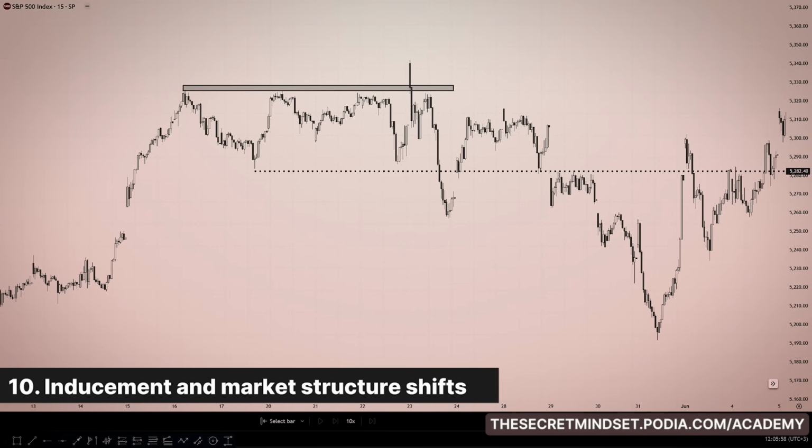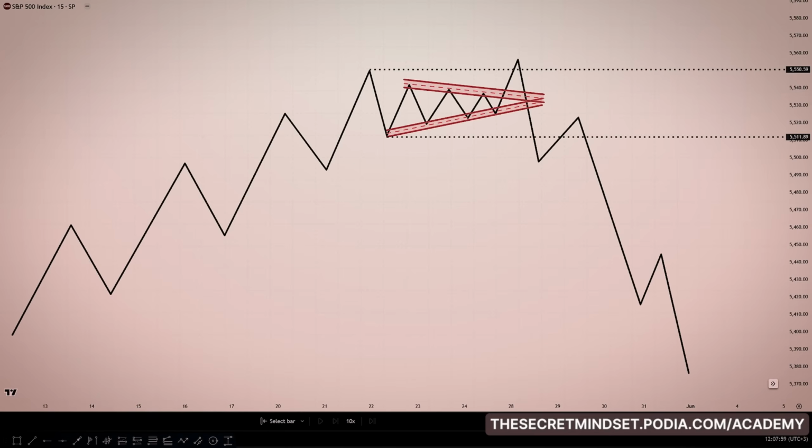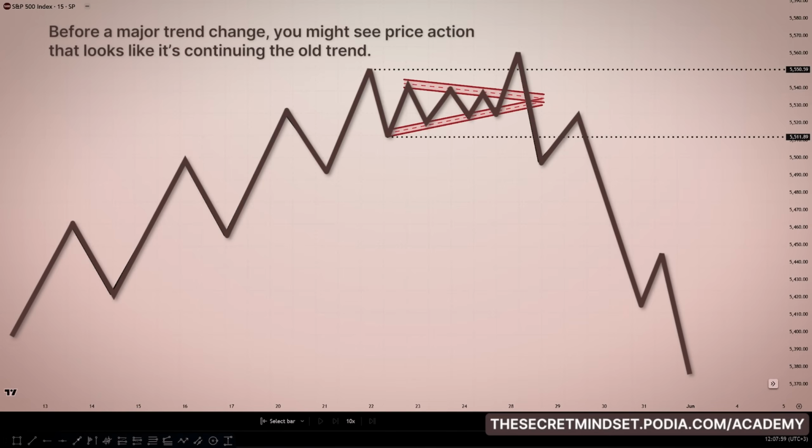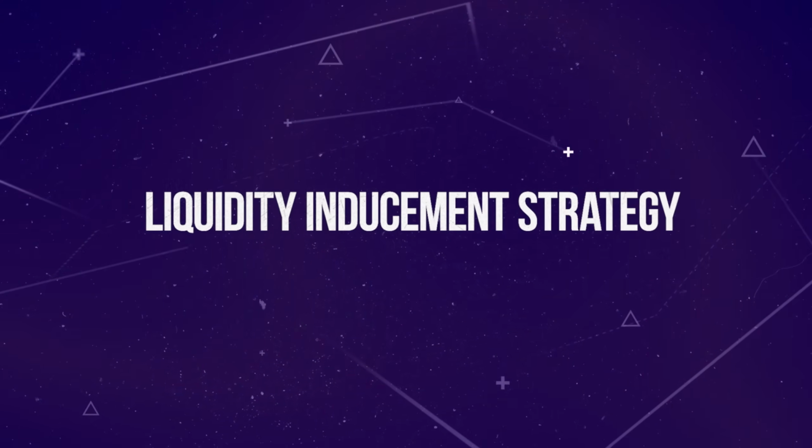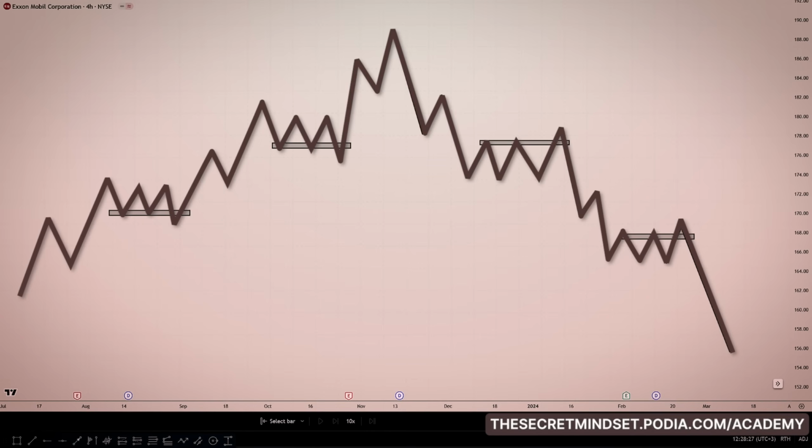In trading, we often talk about market structure shifts, the big changes in the overall trend of the market. Inducement often plays a role in these shifts. For example, before a major trend change, you might see price action that looks like it's continuing the old trend. This can trick traders into entering positions in the direction of the old trend, creating liquidity for the smart money to use when reversing the market. Liquidity inducement isn't something bad. If you can spot it happening, you might find good trading signals.